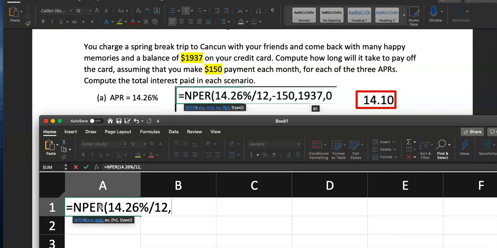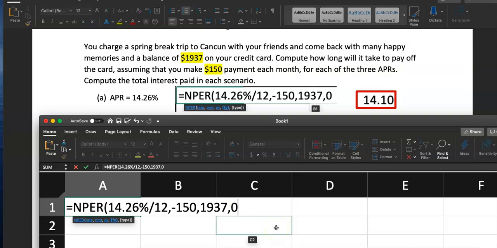12, comma. Now, what's the payment amount? Now, notice for the first time, we're going to use a negative symbol. Why? Because, well, we have a debt, but we're paying it off every month. So I'm going to go ahead and say negative 150. Every month, I'm paying off $150. Next one, present value. I owe them $19.37 so far. And then I want the future value to be how much? I want $0 on my credit card, right?